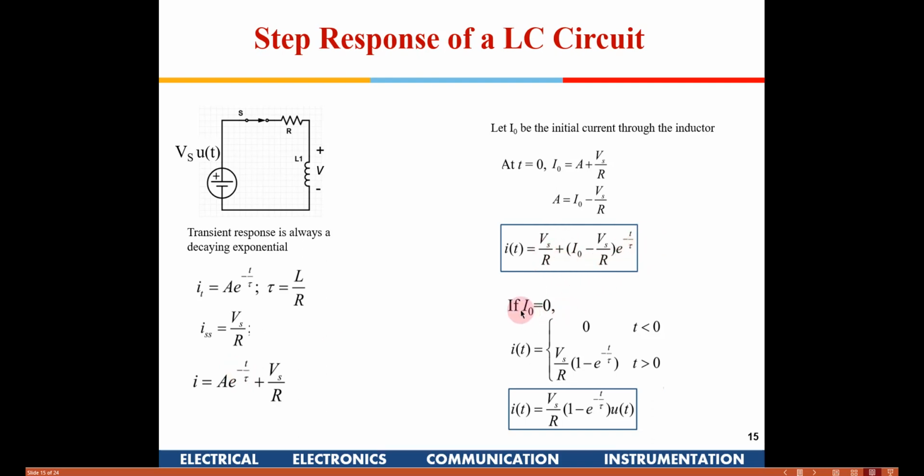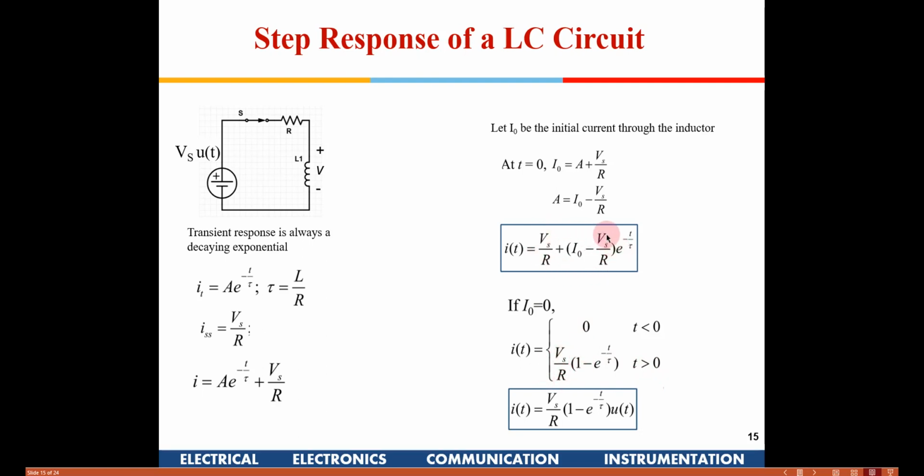Now in this equation, if I0 is equal to 0, that is a specific case. So you get 0 for t less than 0, and for t greater than 0, Vs times (1 minus e to the power minus t by tau). If I put t equal to infinity, this term vanishes, and I get Vs by R. That is the steady state current, right? So for t less than 0 it will be 0, and for t greater than 0, this will be Vs divided by R.